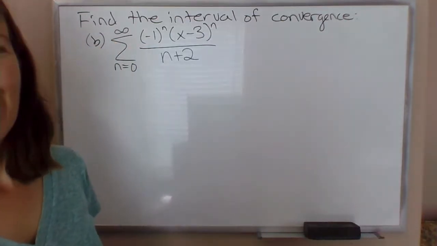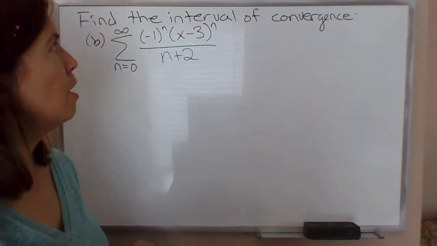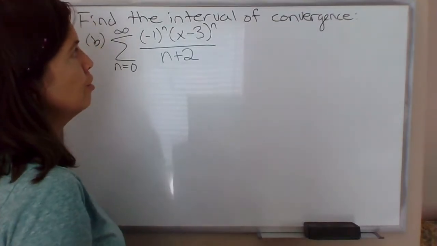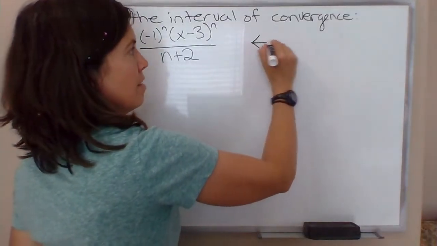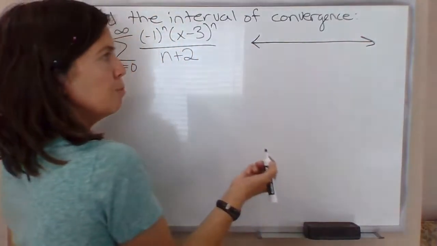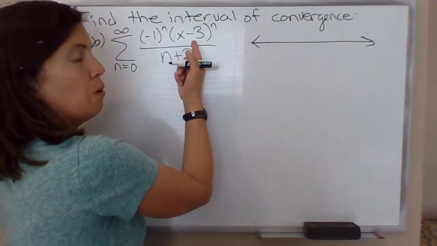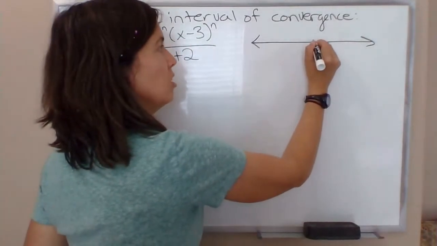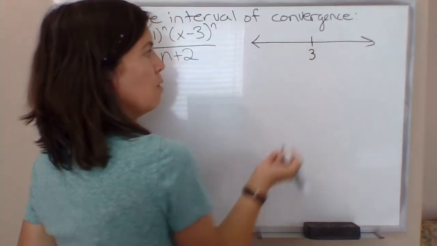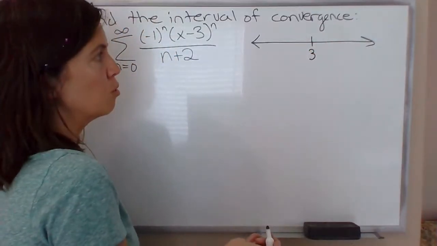Example B. Okay, so here's another example where you're asked to find the interval of convergence for a power series. Since it was important in that last example, I'll start out this example by noting that this power series is centered at 3. And I get that from this x minus 3 expression here. So I know that this power series converges at least when x equals 3.